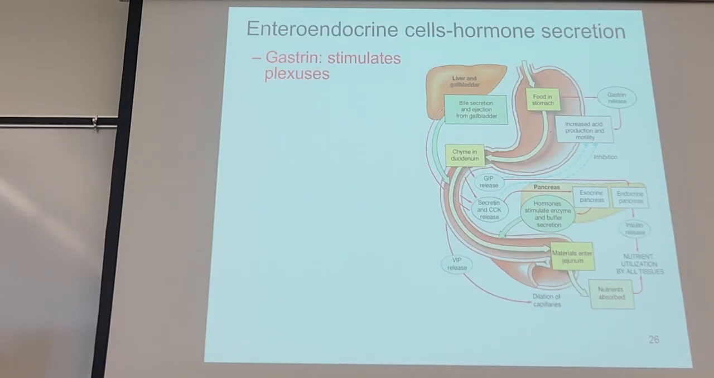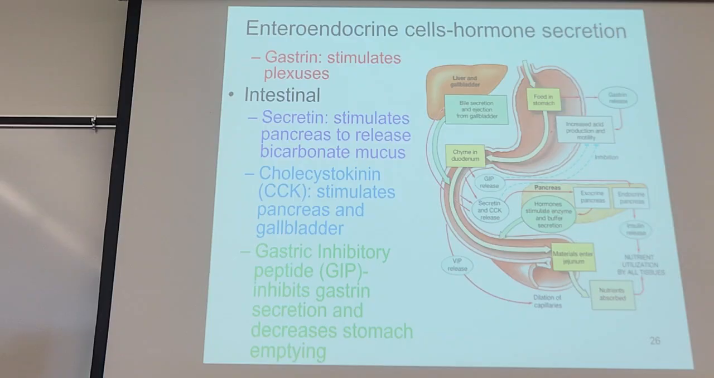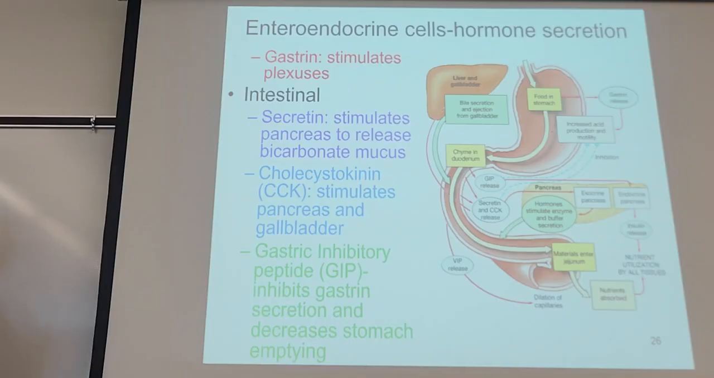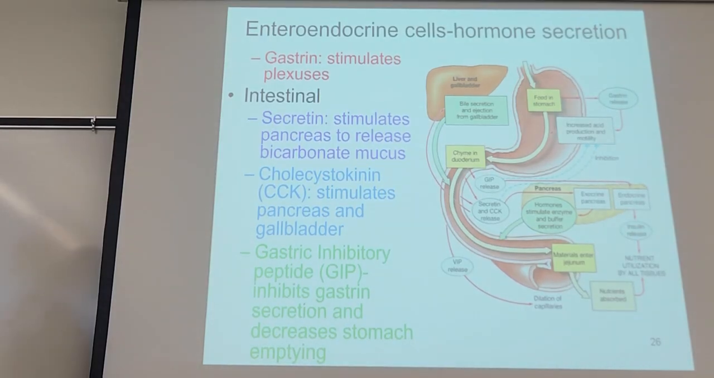Okay. So let's talk about the enteroendocrine cells that I want you to know. We already know gastrin. What I want you to know is, again, the name of the hormone, where it is secreted, what its target is, and what happens when it gets there. Just like the endocrine system.